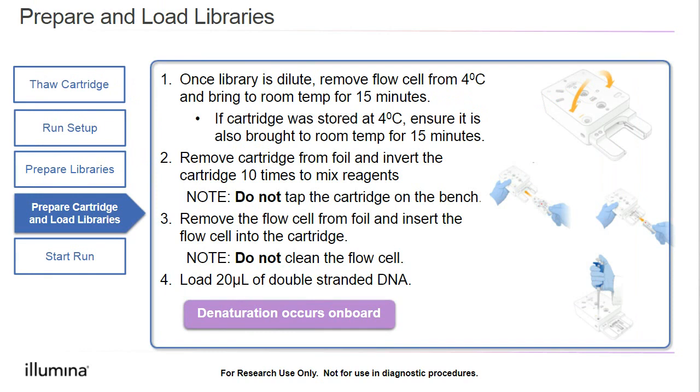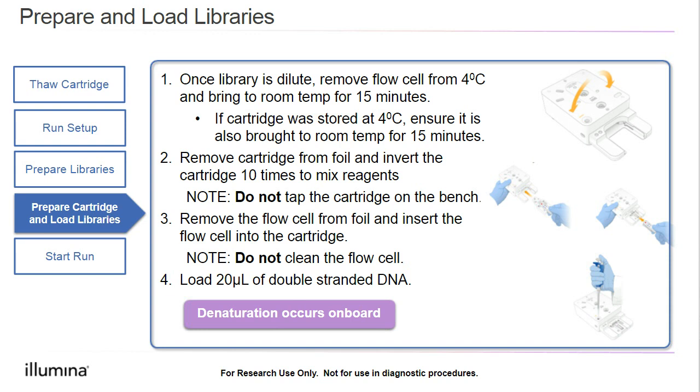We'll remove our flow cell from 4C and bring it to room temperature for 15 minutes. And if our cartridge was stored at 4C, this is a great time to bring it to room temperature for 15 minutes as well. We'll want to remove the cartridge from the foil and invert it 10 times to mix. I will note that it's important not to tap the cartridge on the bench after inverting.